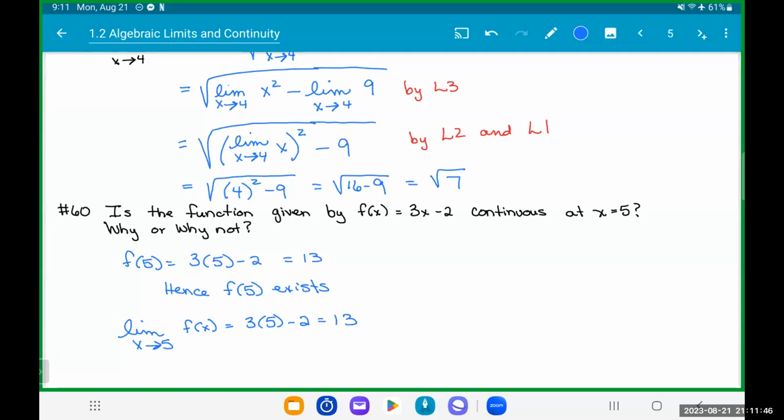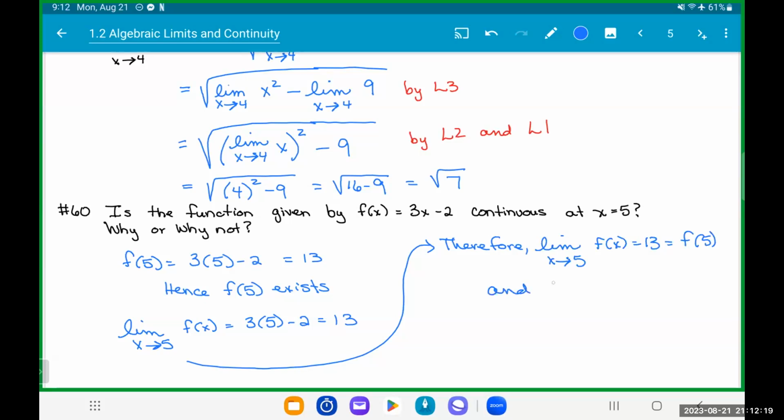Therefore, I'm out of space down here, so I'm going to just come up here and write. Therefore the limit as x approaches 5 of our function equals 13, which is the same as f of 5. And we know that the function is continuous at x equal to 5. Okay, question.